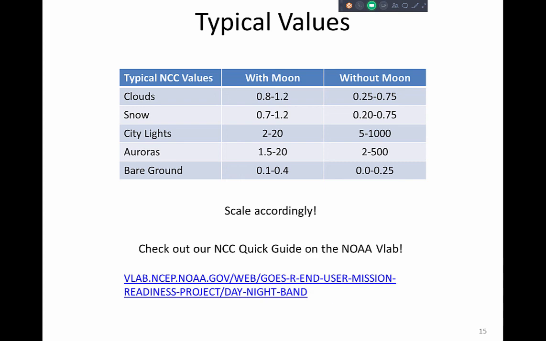All right. The other thing I want to make sure to mention is that the latencies for NCC data are around an hour and a half or an hour and 40 minutes or so between the time that the satellite collects the data and the time that it shows up in AWIPS.